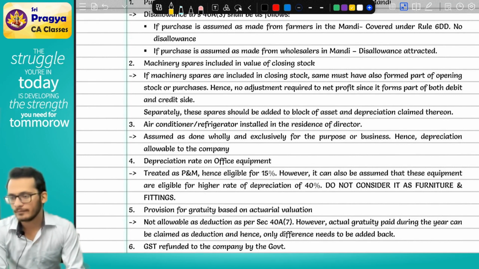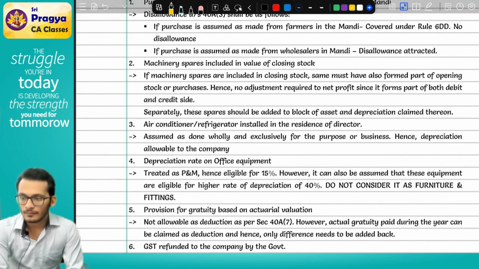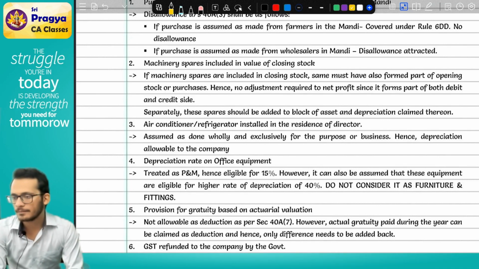This is a company. In a company, can you ever have personal expenses? Can a company ever book any personal expenses? No. Which means if an AC is being installed for the director, it is purely because the director is an employee of the company. You are trying to support the director, to do better work. Yes or no? So in that case, can you call this a personal expense? Answer is no.